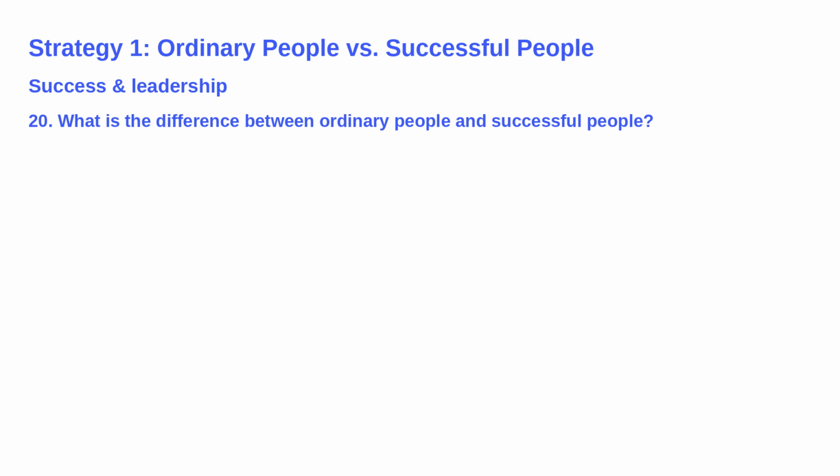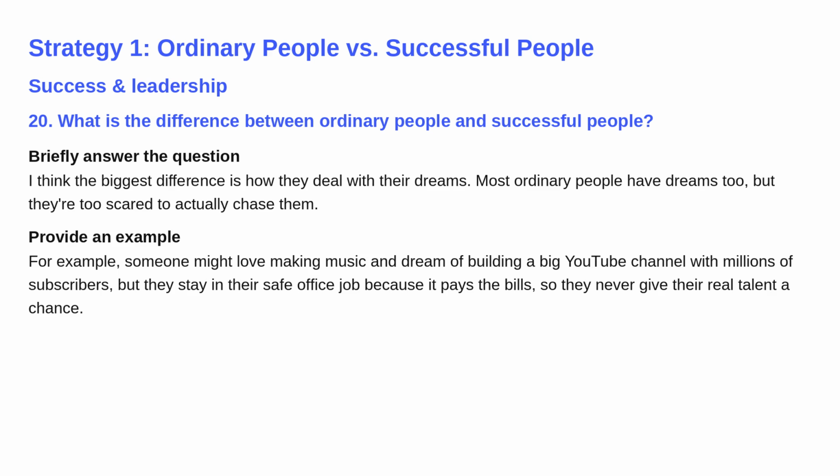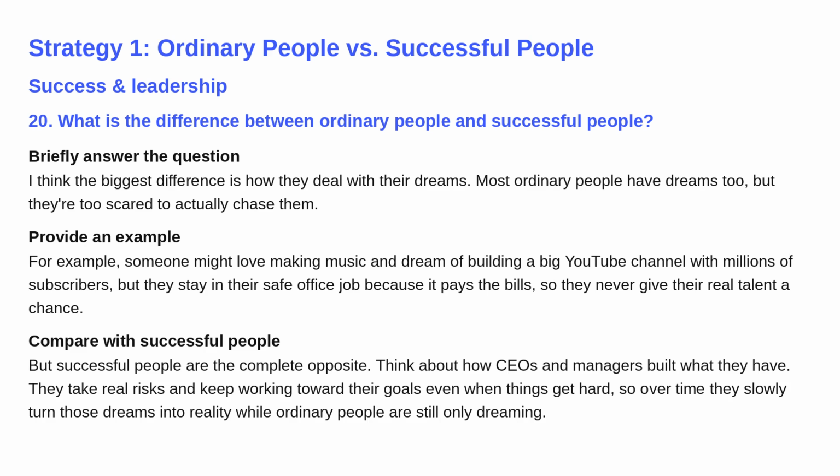What is the difference between ordinary people and successful people? I think the biggest difference is how they deal with their dreams. Most ordinary people have dreams too, but they're too scared to actually chase them. For example, someone might love making music and dream of building a big YouTube channel with millions of subscribers, but they stay in their safe office job because it pays the bills, so they never give their real talent a chance. But successful people are the complete opposite.